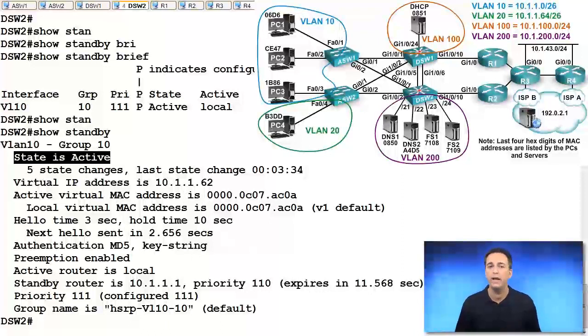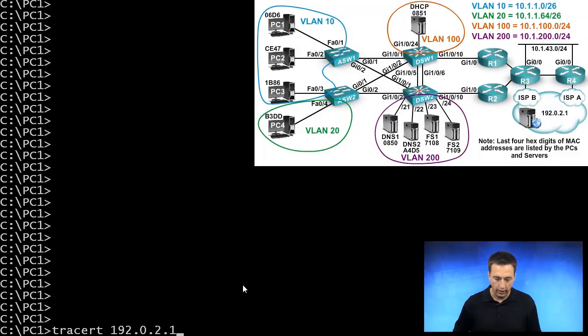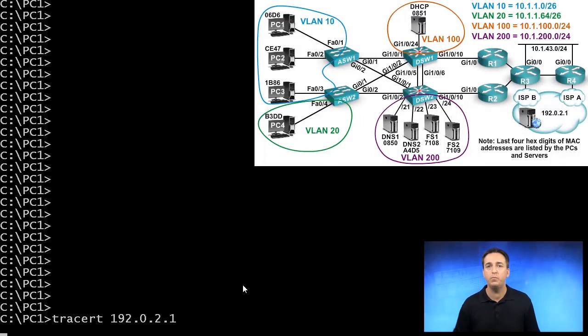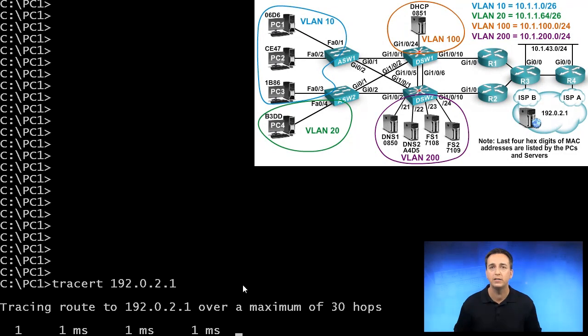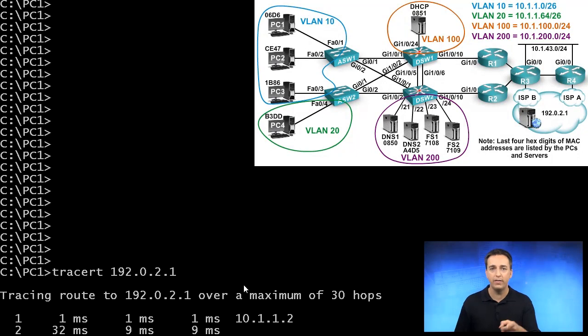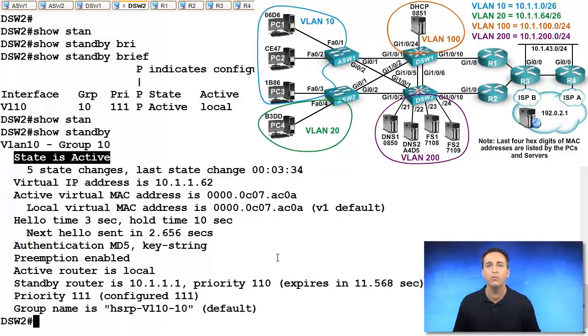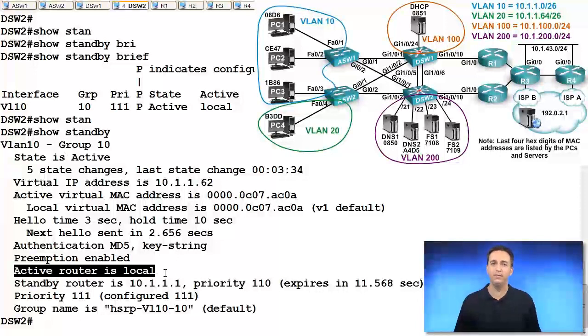If we perform a trace from our client, we'll also see that the active forwarder is DSW2 based on the first hop IP address of 10.1.1.2. So let's confirm that right here. There we go, 10.1.1.2. So we've confirmed in many different ways that DSW2 is the active forwarder. It even says right here, active router is local.